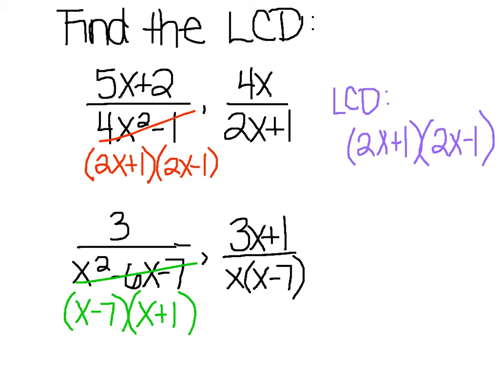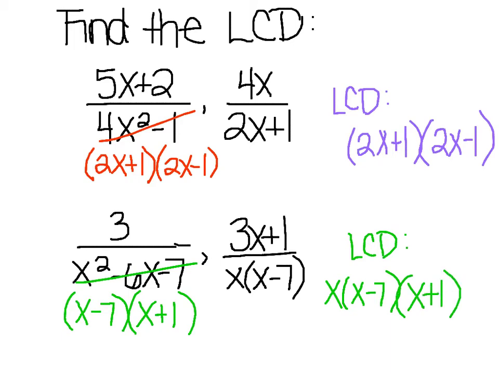Nothing else can be factored, so then my LCD is going to be every part of these two denominators. Now we have x minus 7, that's in common, so I only need to write it once. And then we have an x here and an x plus 1 here. So my LCD is going to be x times x minus 7 times x plus 1. Hopefully you got that correct, and we can move on to actual adding and subtracting.